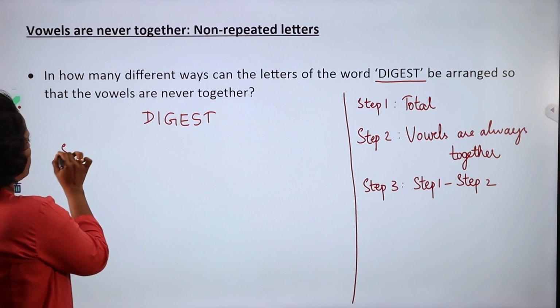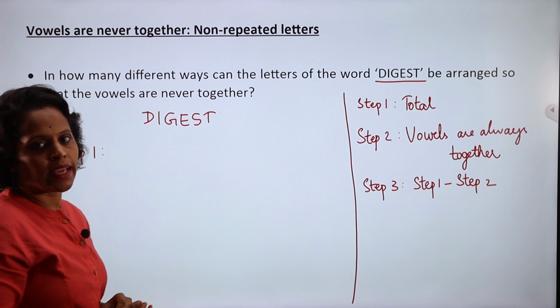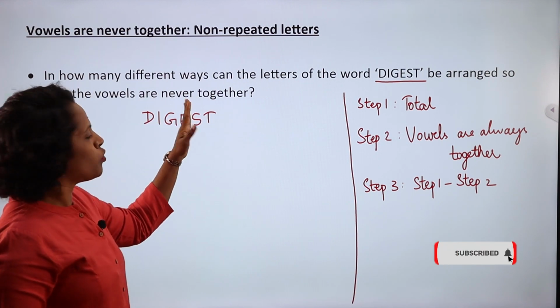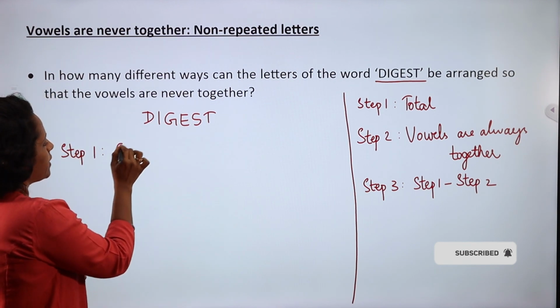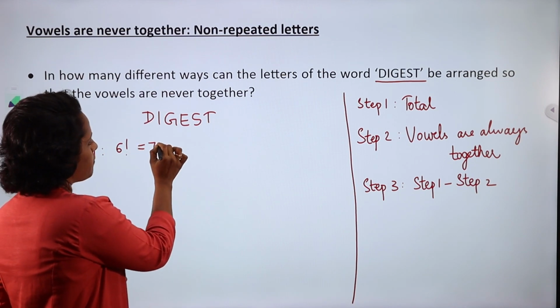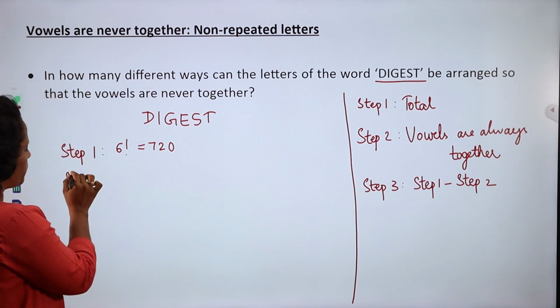First, step 1. What is our step 1? We need to find the total number of words that can be formed using these letters. How many letters are there? 1, 2, 3, 4, 5, 6. As the letters are not repeated, we take it as 6 factorial, which is equal to 720. Next, our step 2.